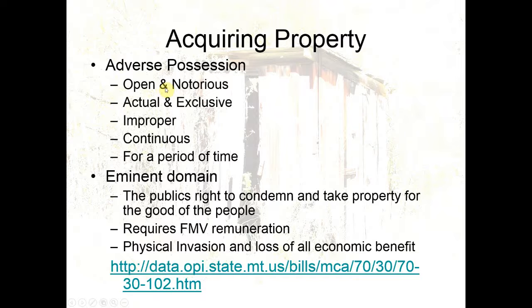Adverse, we kind of talked about that, right? Open and notorious, actual and exclusive. So again, using that property, maybe that property crossing, might get you an easement. It's improper.